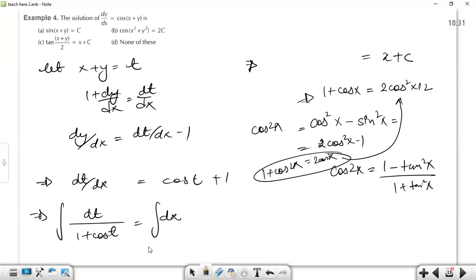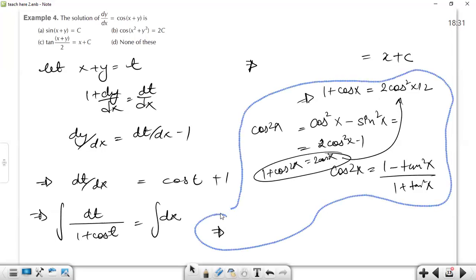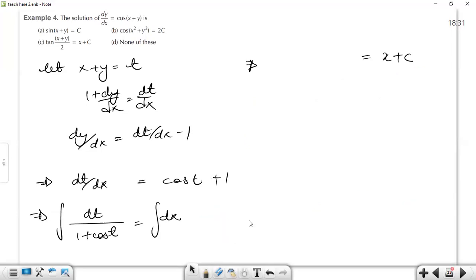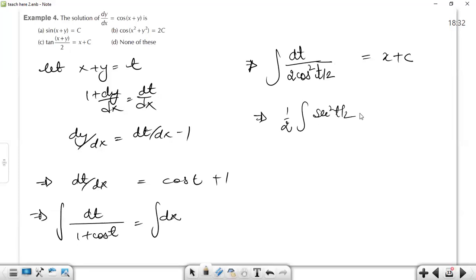Yes, sir. Yeah, so same goes for this. Same goes for here also. Let me first clean it. So now what we can write is dt over 2 cos square of t by 2. So now it has become a simple integration. We'll take 1 by cos as sec, right? So it will become sec square of t by 2 into dt is equal to x plus c.